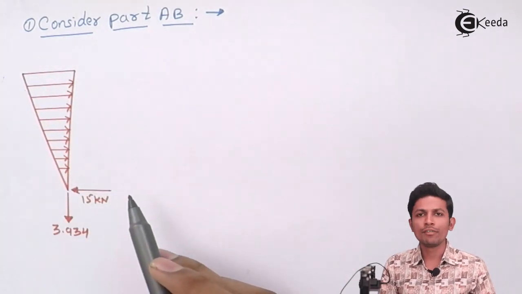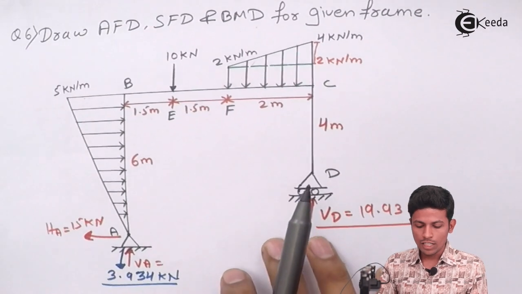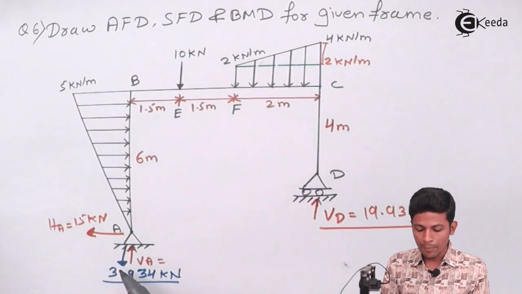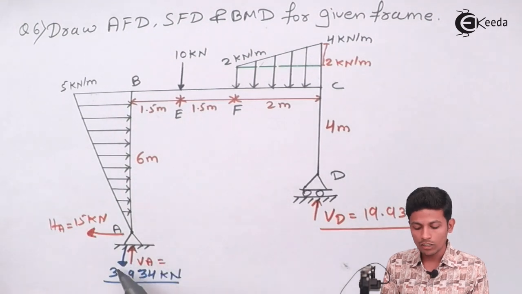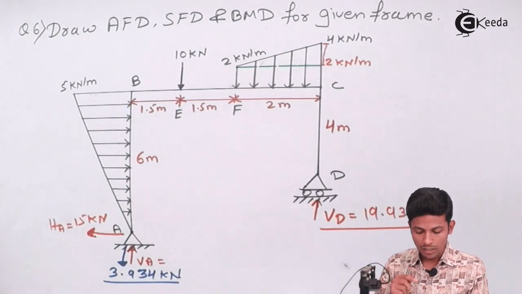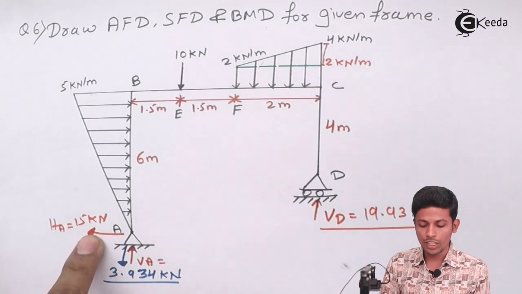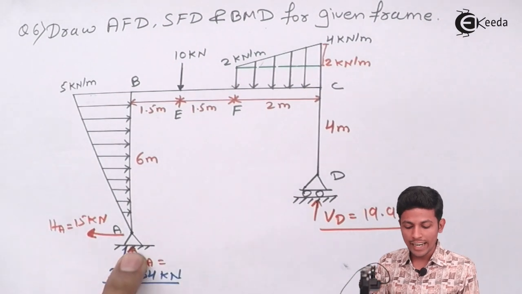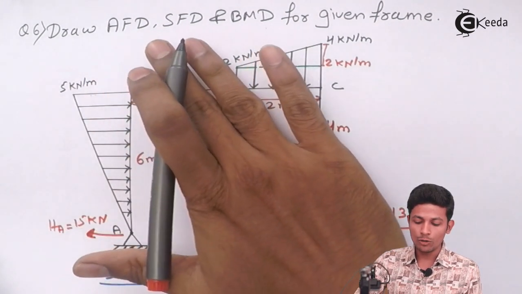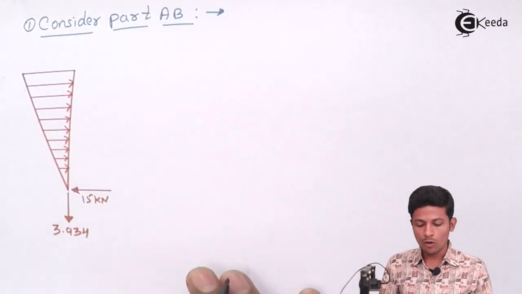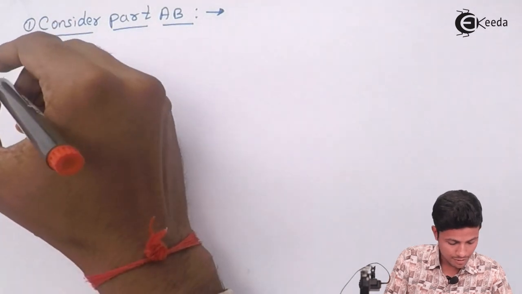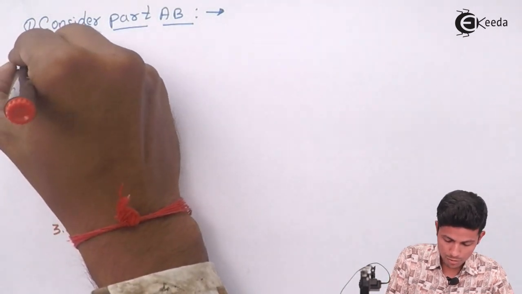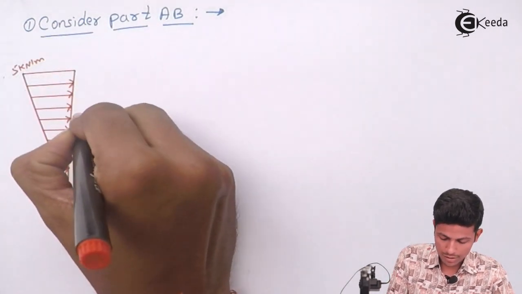Now you have to draw the FBD of the part AB. Now see, while drawing the AB part, remember we have to draw this 3.934 downward, not the upward one. Okay, we have to draw this downward part, and we know the 15 kN over here. Now seeing at A and balancing B, we do not need to look over here. Okay, now balance the part A. Here 5 kN per meter is given, so 6 meter.